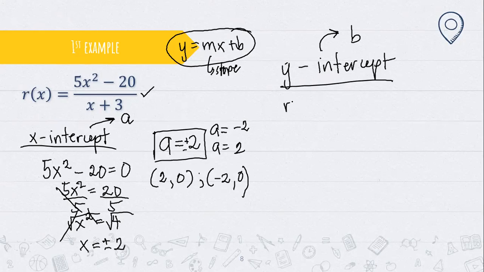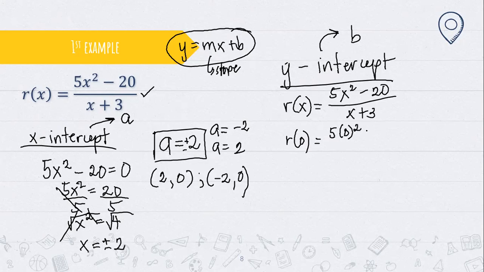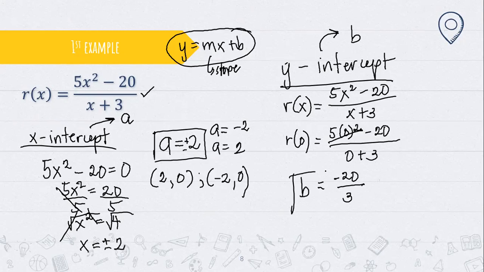So, paano kunin na ngayon si y-intercept? As I've said a while ago, just simply substitute x with 0. So, kopyahin ko muna yung function r of x is equal to 5x squared minus 20 all over x plus 3. And then, substitute x with 0. So, we have r of 0 is equal to 5 times 0 squared minus 20 all over 0 plus 3. Alam niyo naman itong cancel na agad kasi any number multiplied by 0 is 0. So we have negative 20 over 3. So yan na agad yung ating B. Negative 20 over 3.